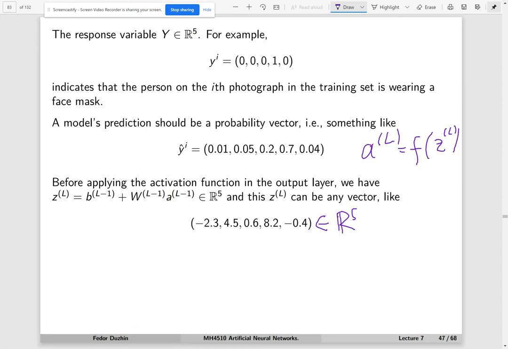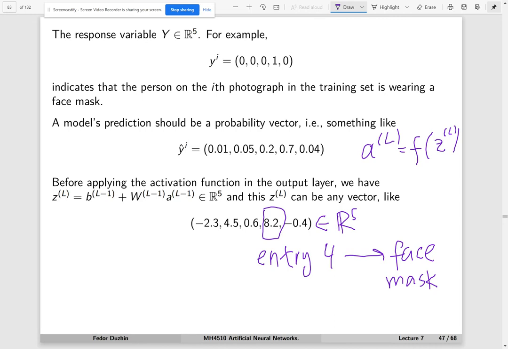Now, what we could do, of course, instead of coming up with a clever activation function, is just look at this vector and say, okay, the largest entry here is entry number 4. So entry 4 is the largest, which means that we are going to classify, to predict, the face mask. Entry 4 corresponds to face mask. Entry 3 corresponds to face shield, or whatever. But what is wrong with this approach?